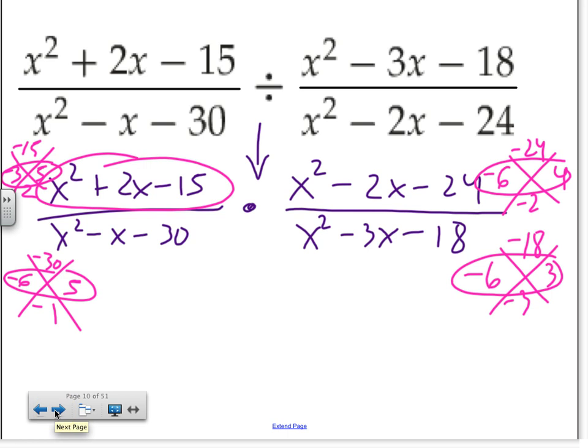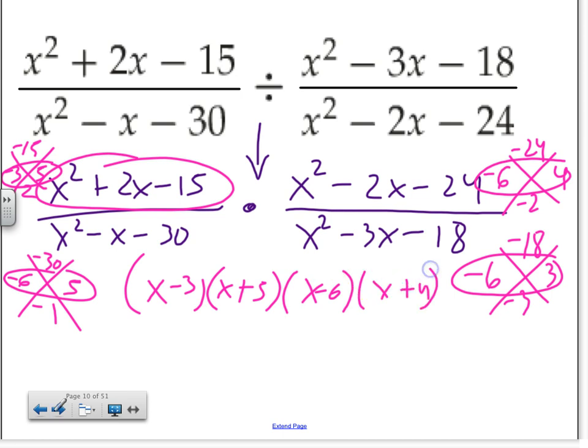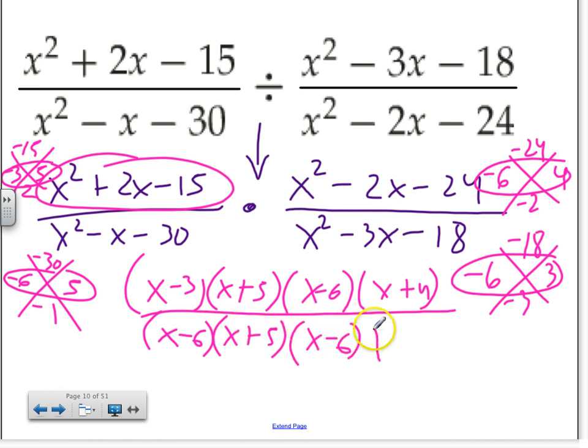It's fast, right? The problem looks pretty long, but you can make it fast by learning some very basic techniques. Now, can I do a shortcut on all of them? Yes, so let's do that. The first one is x minus 3, x plus 5, times x minus 6, x plus 4. The bottom, right here: x minus 6, x plus 5, x minus 6, x plus 3.